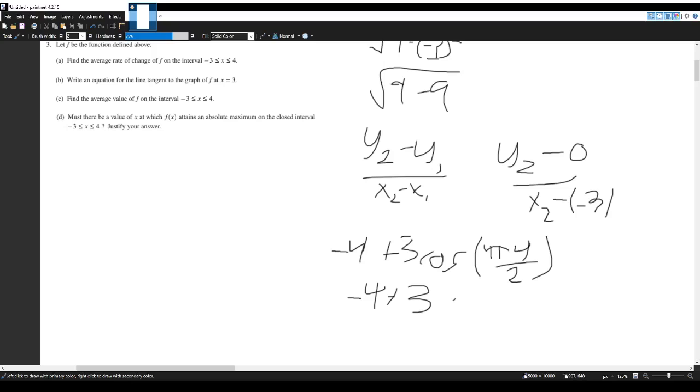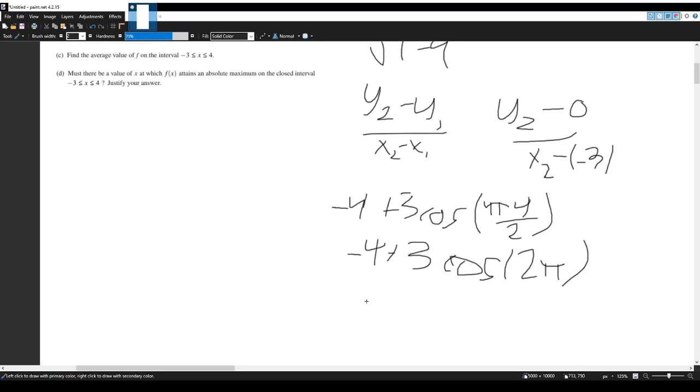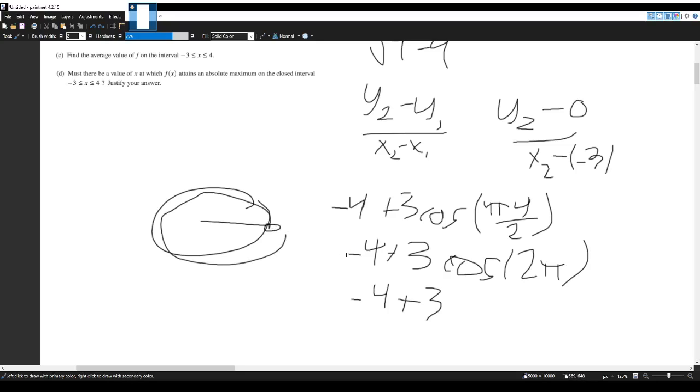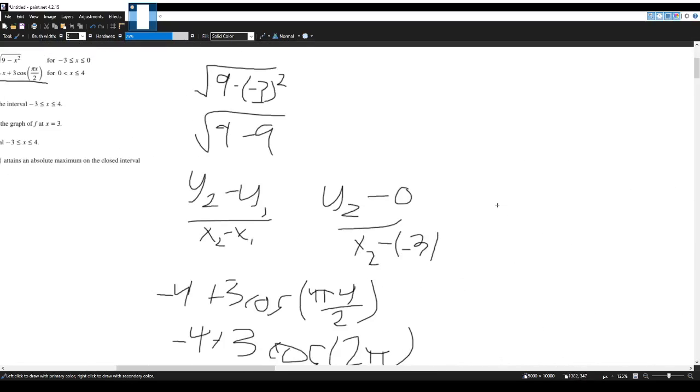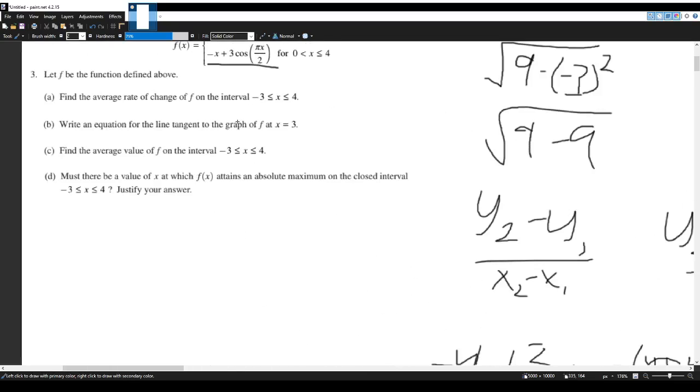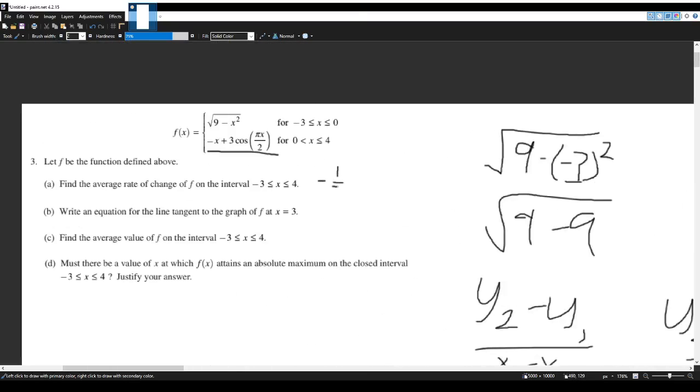I'll just write out the whole step. The cosine of, that simplifies to 2 pi. Cosine of 2 pi is 1, so -4 plus 3 equals -1. So y2 is -1, and x2 is 4. So we have -1 over 4 minus -3, which equals -1 over 7. So the answer to A is that the average rate of change is -1 over 7, because again, that's the slope from the first point to the last point.